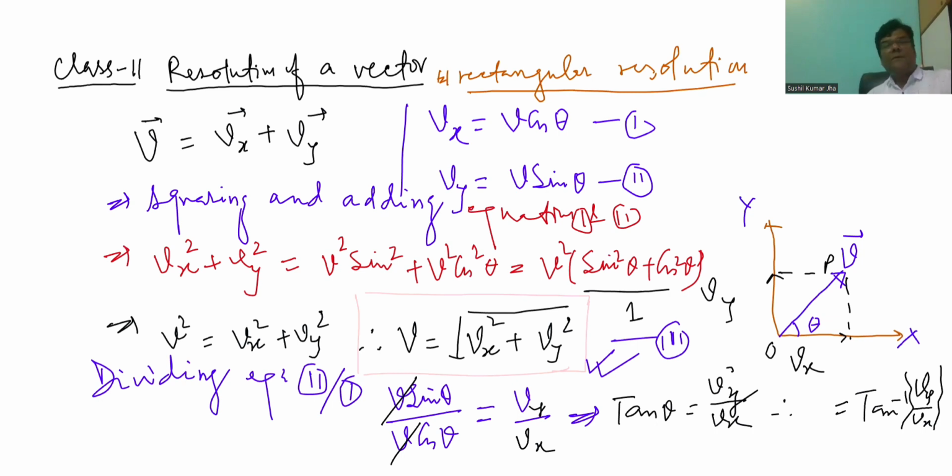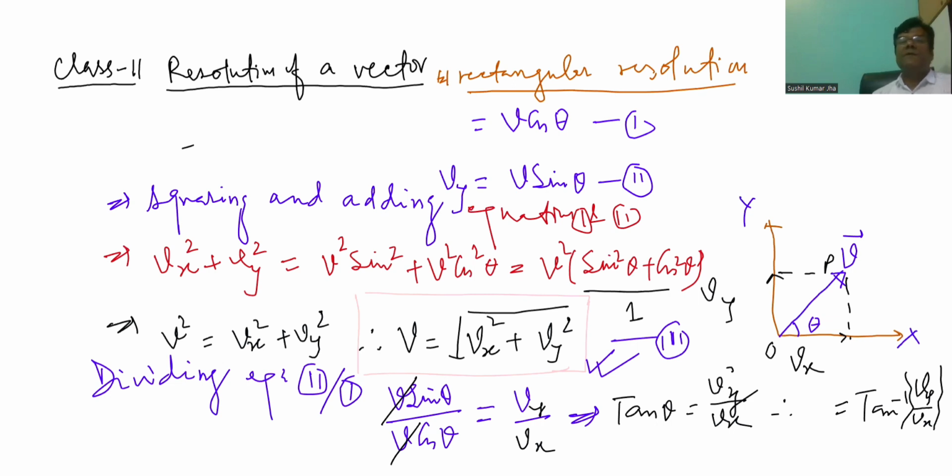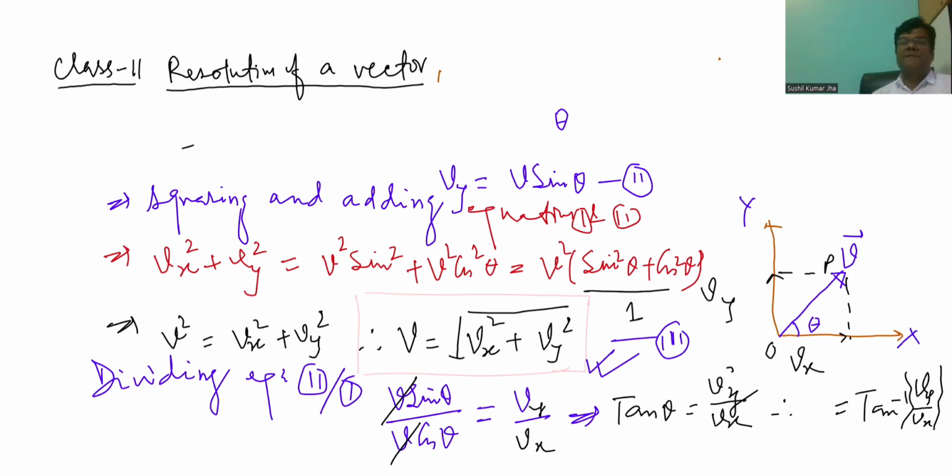Now, if we can split and we can apply, then one of the application of this is, it is called walk of a man. हम आप जो walk करते हैं, that can be explained on the basis of resolution of vector. Resolve करके हम explain कर सकते हैं. कैसे? Let's see.